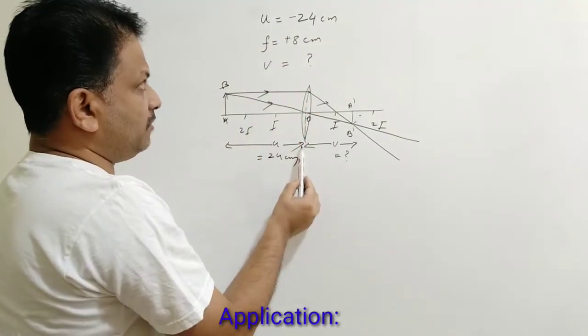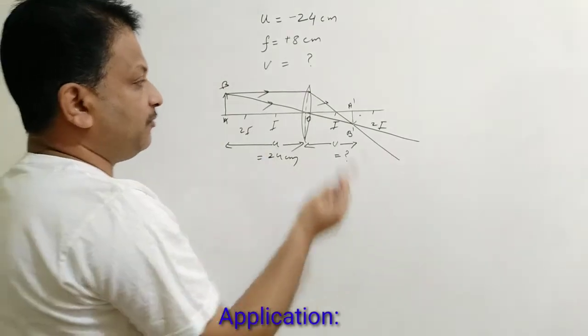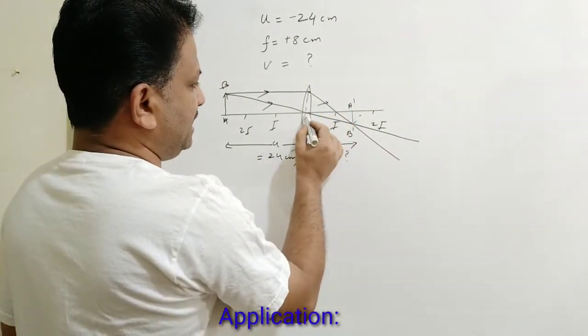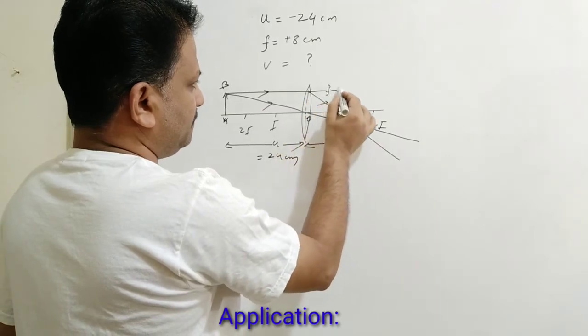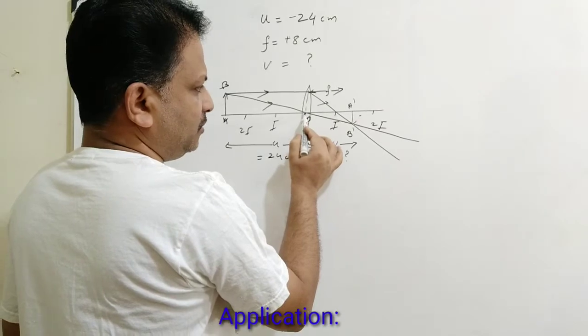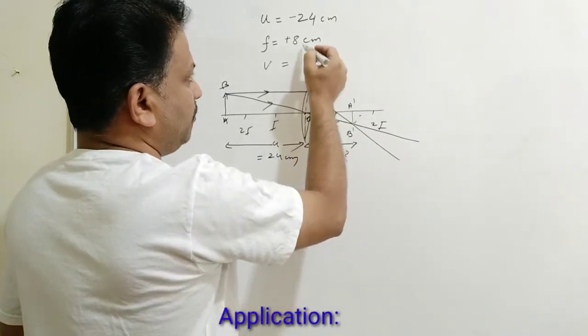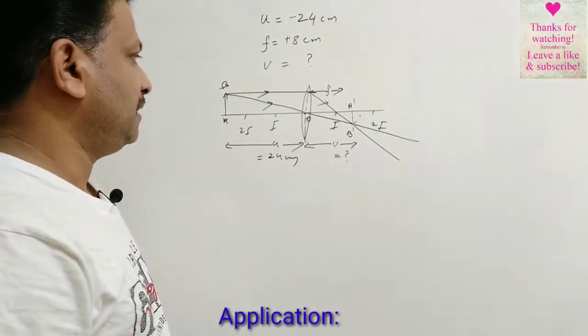U, the object distance, is always taken as negative, to the left of the lens. Is it clear? And the focal length: focal length is the linear distance between the optical center and the focus. So this is the focal length. Focal length is measured from the optical center to the right of the lens, so it is taken as positive. For a convex lens, focal length is always positive.